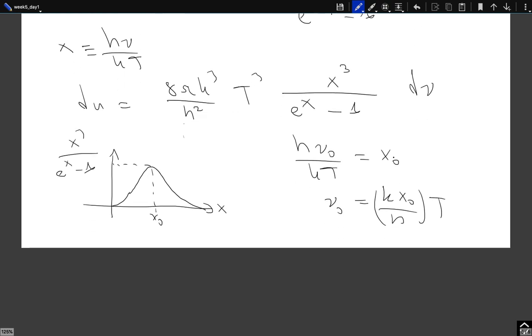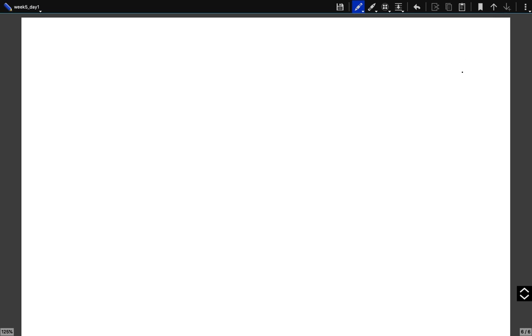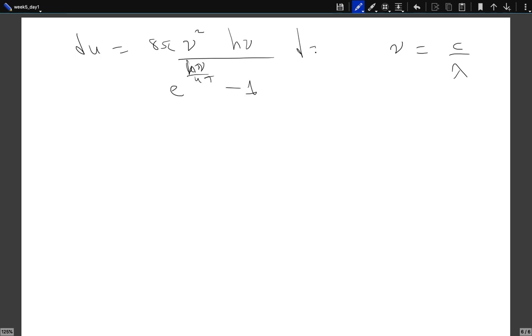Or you can write the energy as a function of wavelength rather than the frequency. How are the frequency and wavelength related to each other? Nu is c over lambda. So this was 8 pi nu squared h nu divided by e to the power h nu over kt minus 1 d nu.